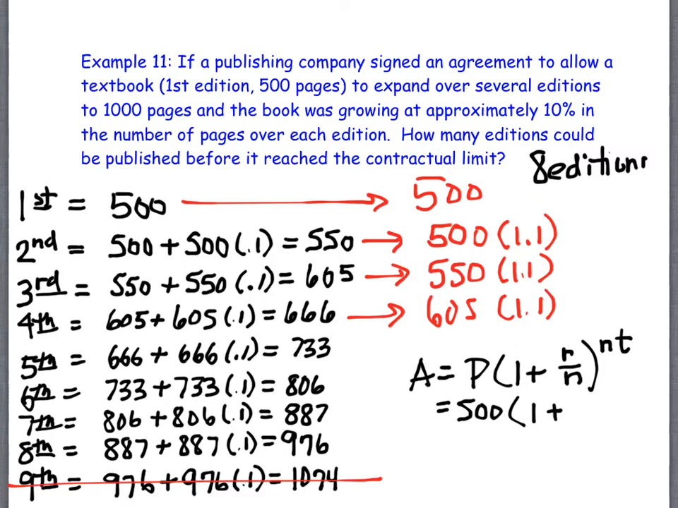R is our interest rate. That's 0.1, right? It's the percent that the book is increasing by every year, or increasing by every edition in this case. N normally represents how many times per year something's happening. Well, this isn't happening per year. It's happening for every edition of the book, right? So in every edition of the book, we increase it by 10%. Well, that's per one edition made. So N is actually like the number 1. And we can actually represent that N as 1 up here too.